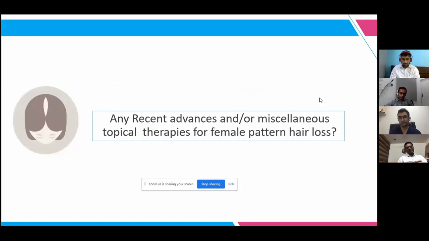Any recent advances in the topical therapies for female pattern hair loss, not for male pattern, for female pattern hair loss, please, Dr. Malai Mehta? I think, as you told, Oxygena trichogenica, I think this is something that I've recently heard about. Apart from that, I'm not sure about it.